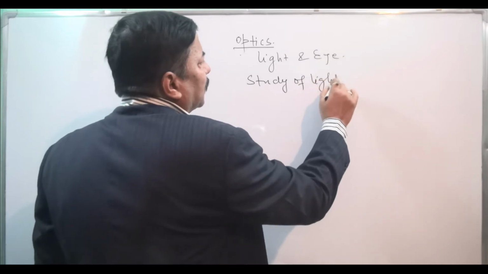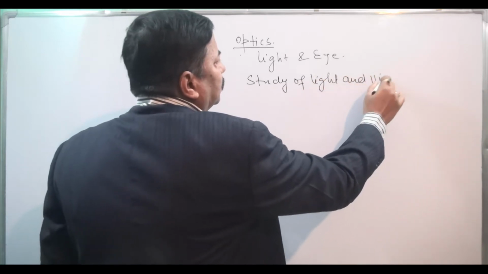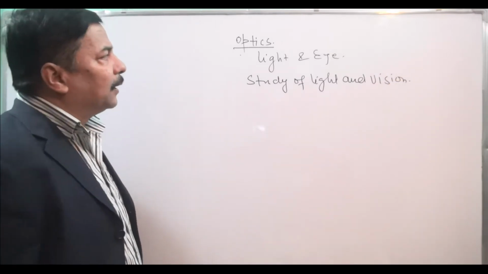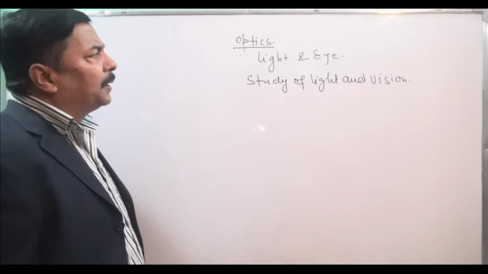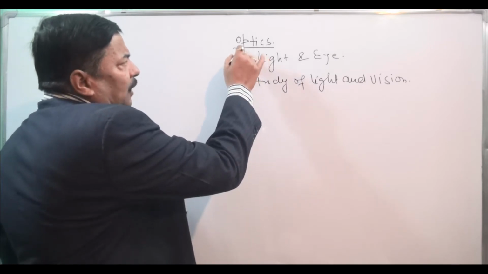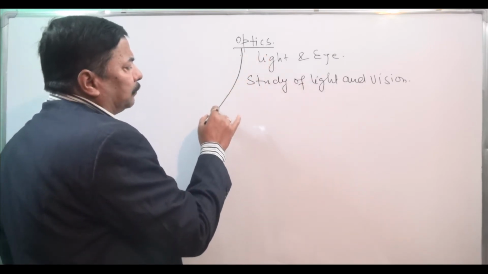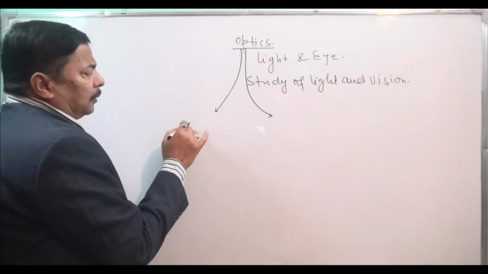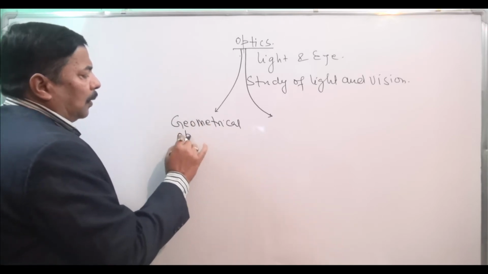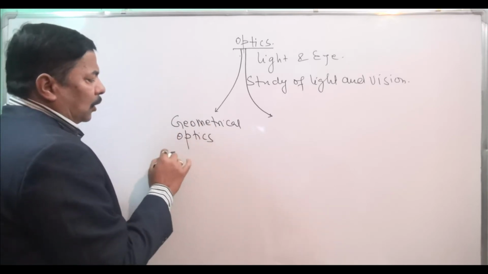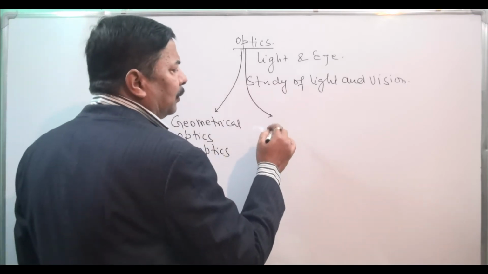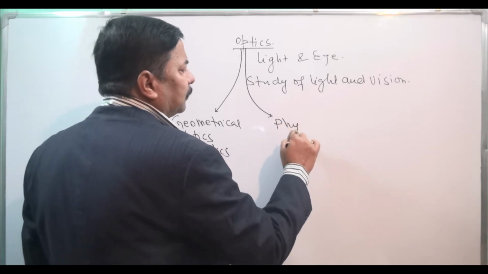light and vision. Optics is basically the study of light and vision. When we try to understand the optics, you have read it in junior classes also. The optics study we do under two headings. One portion is called geometrical optics. It is also called ray optics. And the other portion is called physical optics.